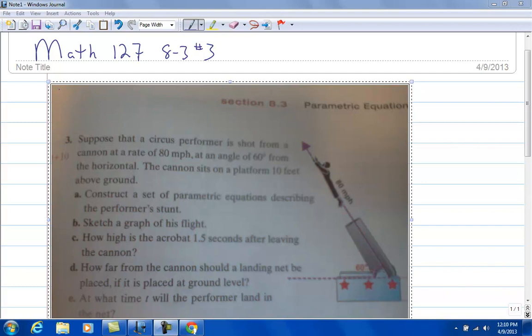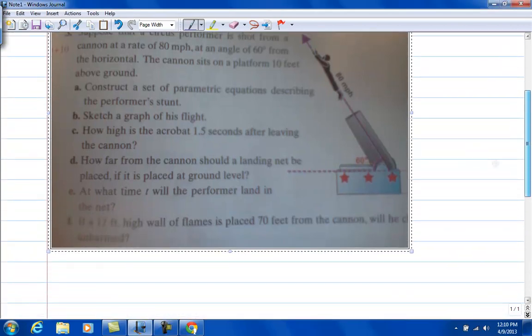Then sketch a graph of his flight. How high is the acrobat 1.5 seconds after leaving the cannon? How far from the cannon should the landing net be placed if it is to be placed at ground level? At what time will the performer land in the net?